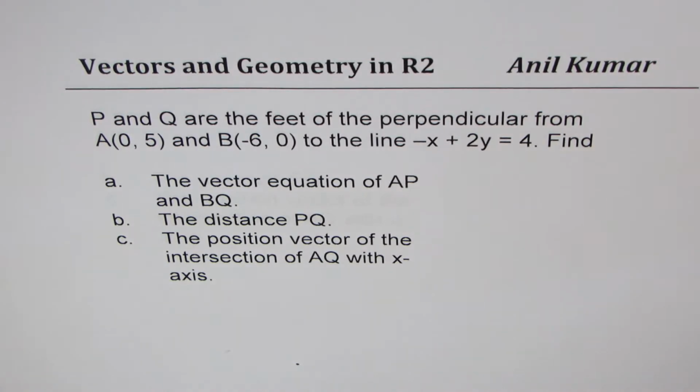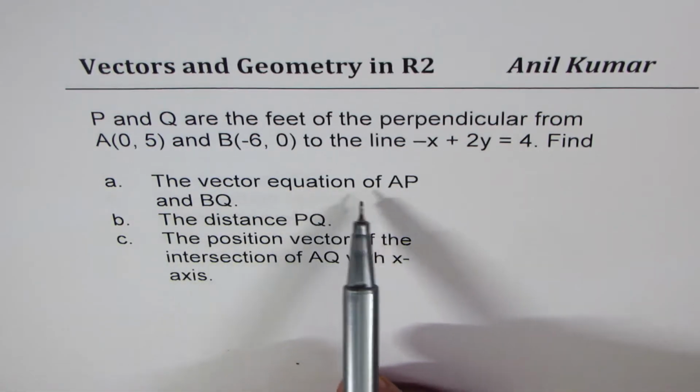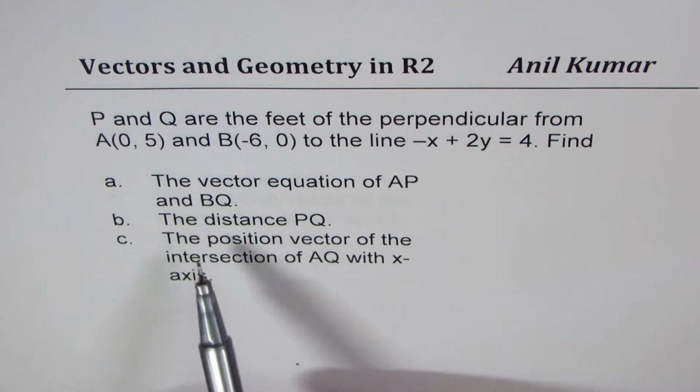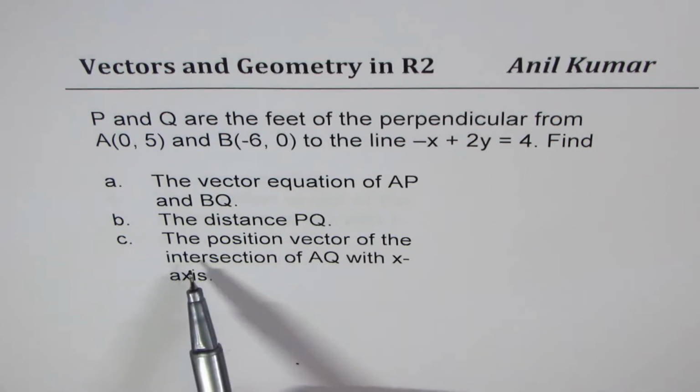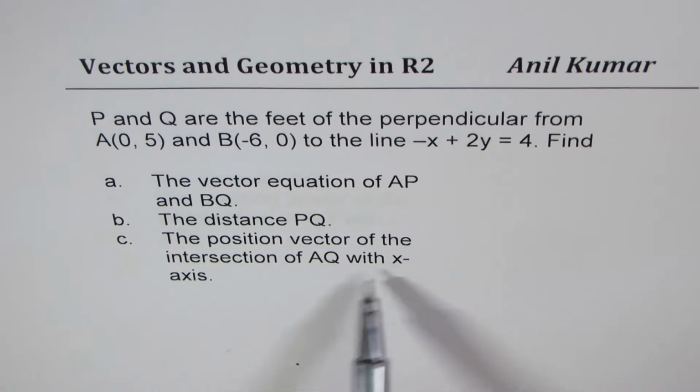The question here is: P and Q are the feet of the perpendicular from A (0, 5) and B (-6, 0) to the line -x + 2y = 4. Find the vector equation of AP and BQ, the distance PQ, and the position vector of the intersection of AQ with the x-axis.